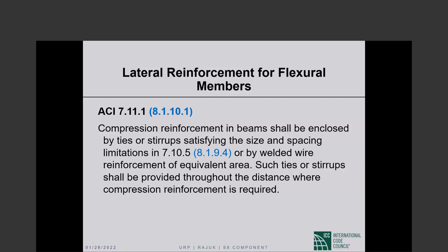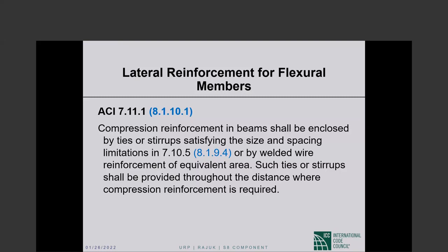If it is just sitting there for other reasons, because of structural integrity reasons, because we have insisted that some of the positive reinforcement in the span be continued into the support, it is there, but it is not needed to carry compression, then these confinement requirements that we are discussing do not apply. Okay, the lateral tying, etc., do not. So when we talk about compression reinforcement, it is reinforcement that is required to carry compression by design calculations.